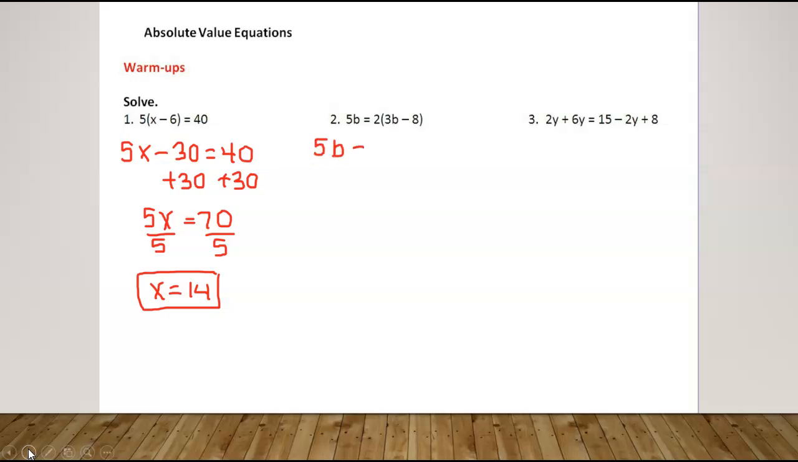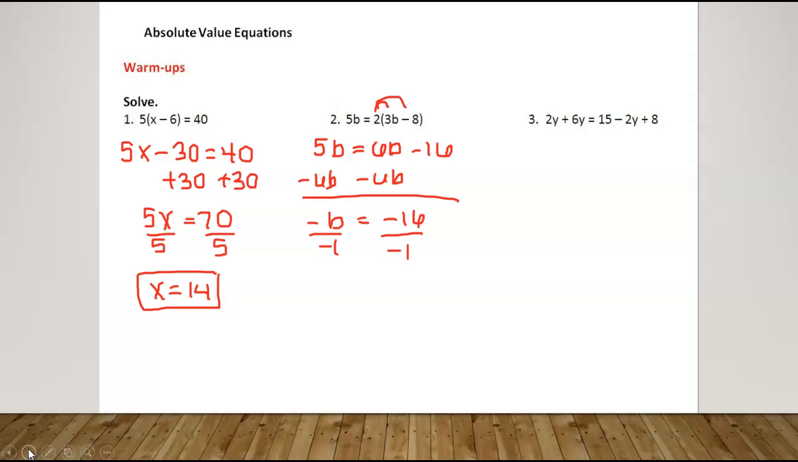We have 5b equals 6b minus 16 because we use the distributive property to distribute 2 to both parts. Subtract 6b. And we get negative b equals negative 16. Divide by negative 1. And you get b equals 16.